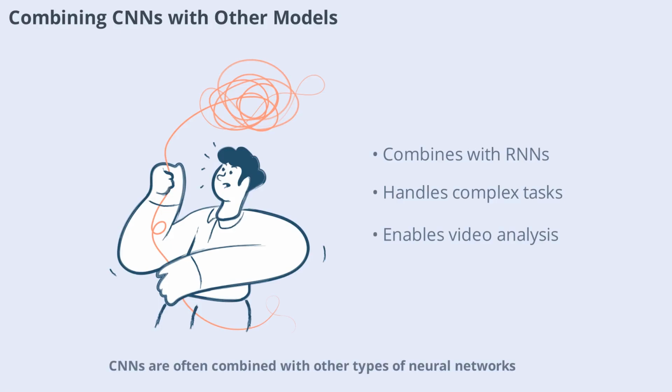CNNs are often combined with other types of neural networks, such as recurrent neural networks (RNNs), to tackle more complex tasks. For instance, in video analysis, CNNs extract features from each frame while RNNs track changes over time. This combination unlocks new possibilities for AI applications.